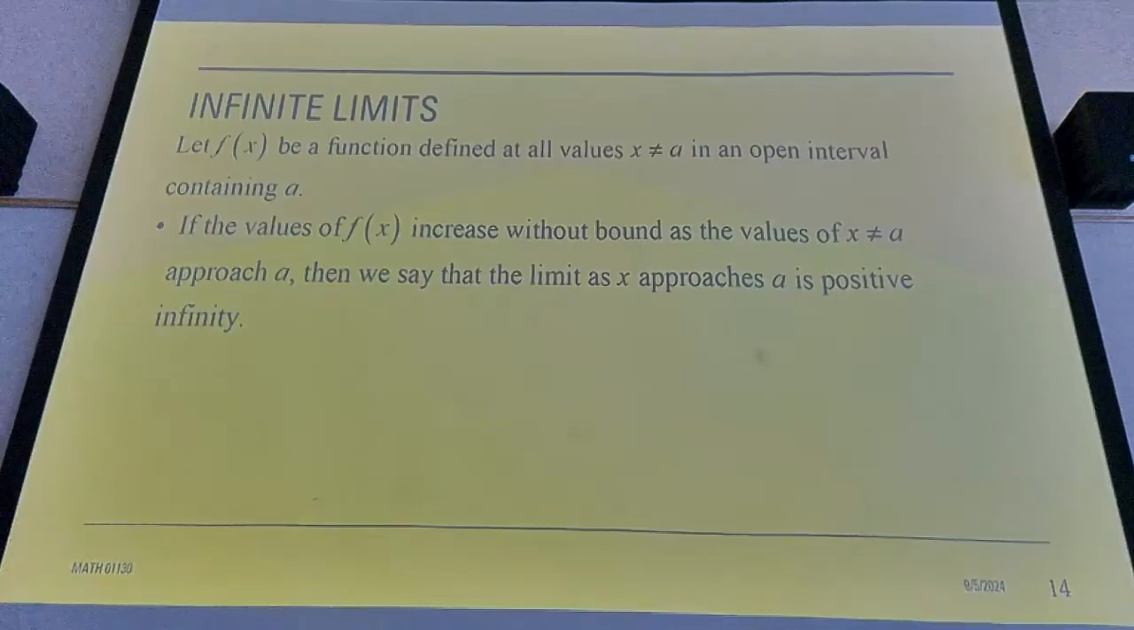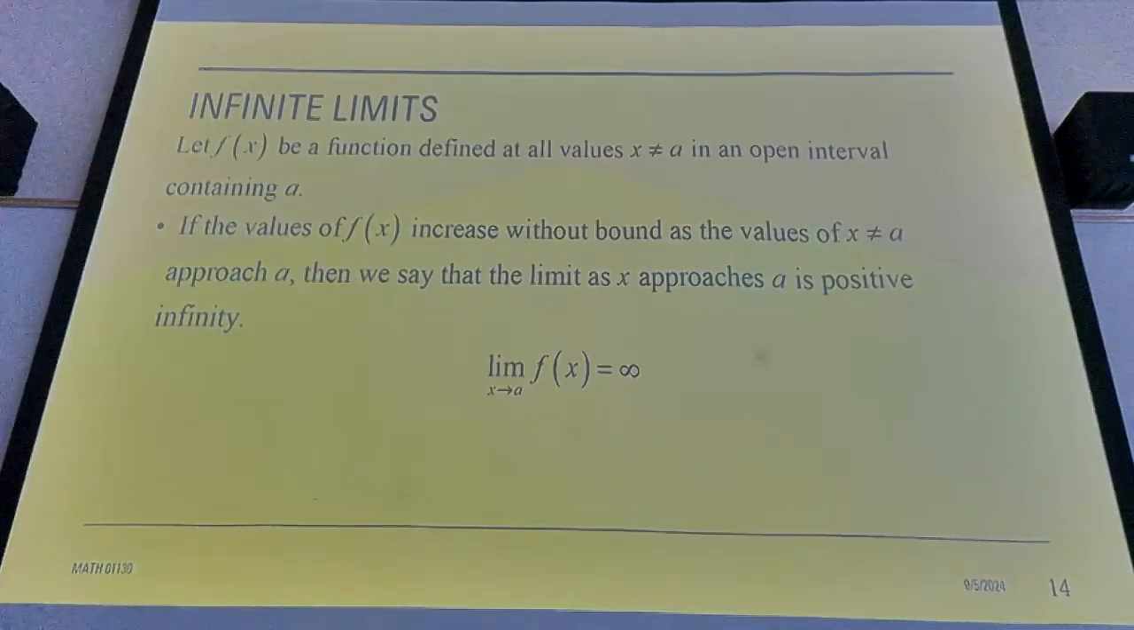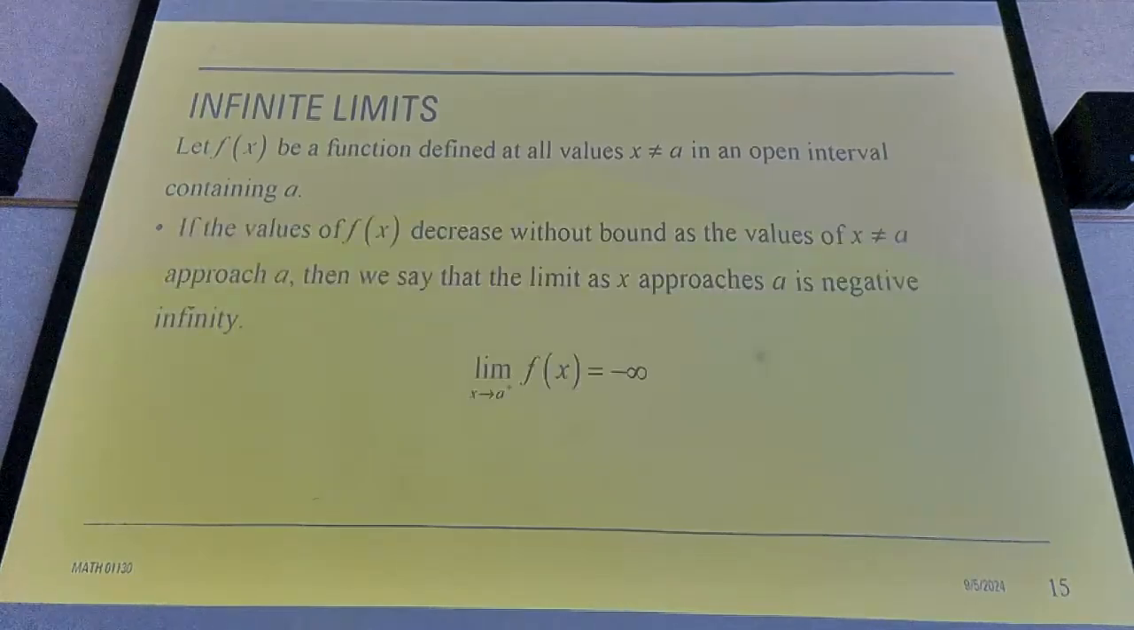And if both one-sided limits go to positive infinity or negative infinity, then we just say the limit as x approaches a is either plus or minus infinity. So it'll be the same thing. Your two one-sided limits have to do the exact same thing in order for the limit to exist at that point. So positive infinity, and there's your negative infinity.